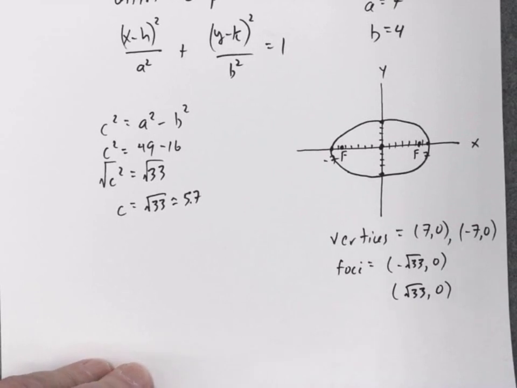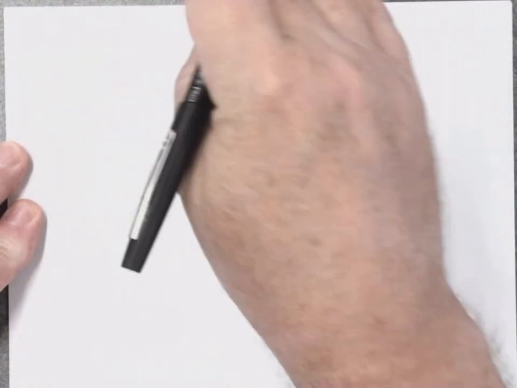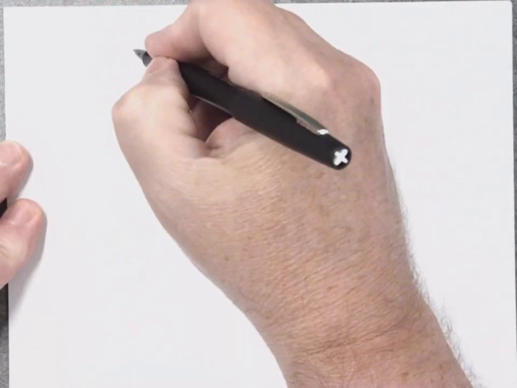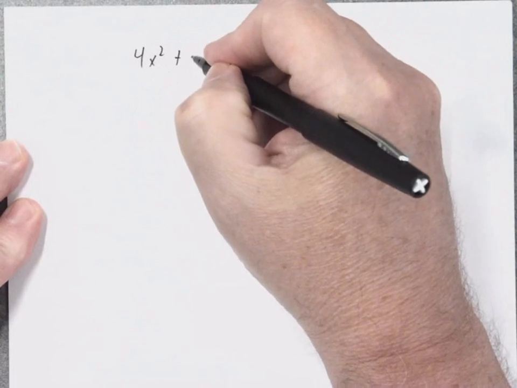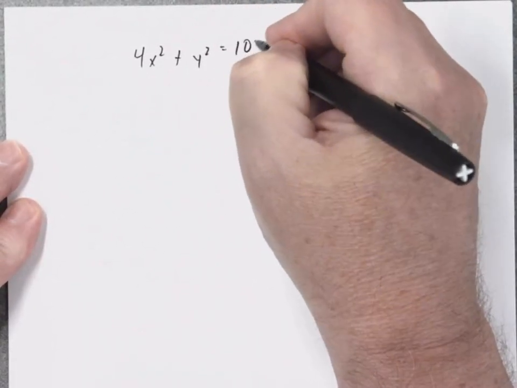Let's look at the next problem. Here I'm not going to actually do the whole problem. I just want to start it out, because once we look at something briefly, then it will be just like the last problem. Here's the equation of an ellipse. 4x squared plus y squared equals 100.